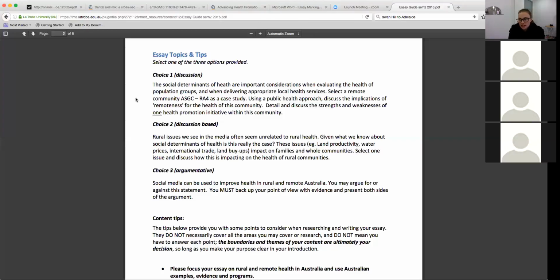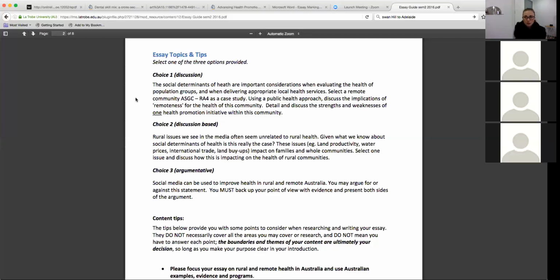So then the choice 3, the last essay question, that's an argumentative essay. So what we're asking you to do is choose a side, and the question is, social media can be used to improve health in rural and remote Australia. You may argue for or against this statement, but you have to back up your point of view with evidence and present both sides of the argument.